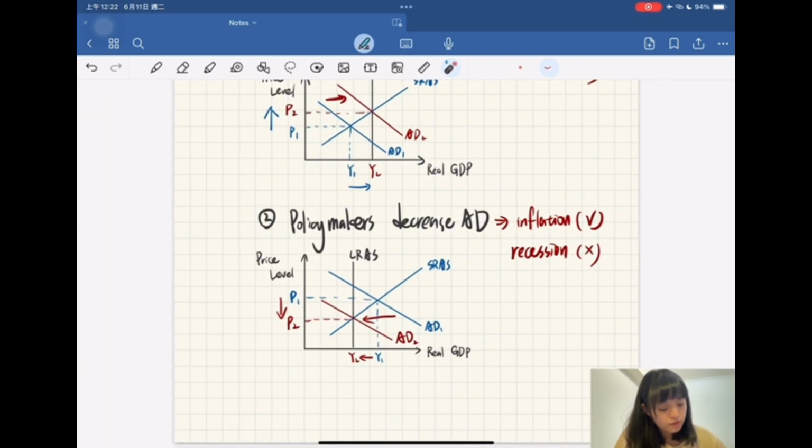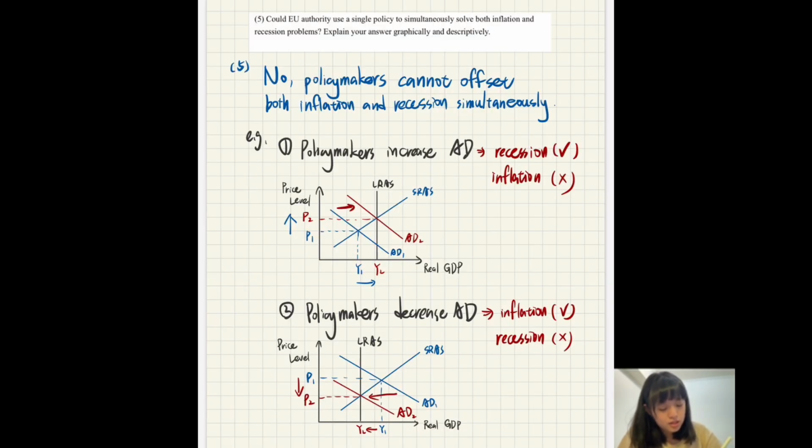And if the policymaker decreases the aggregate demand, it helps the inflation, but not the recession. It's the totally opposite condition. So if we decrease the aggregate demand, the price will get lower and the GDP will decrease too. So it's a good way to solve inflation, but not recession.